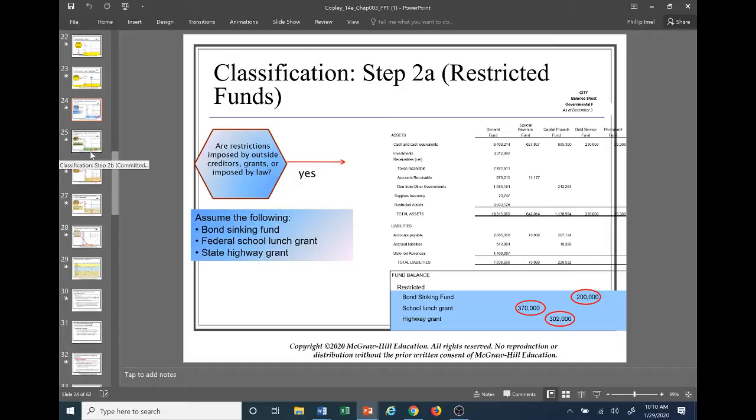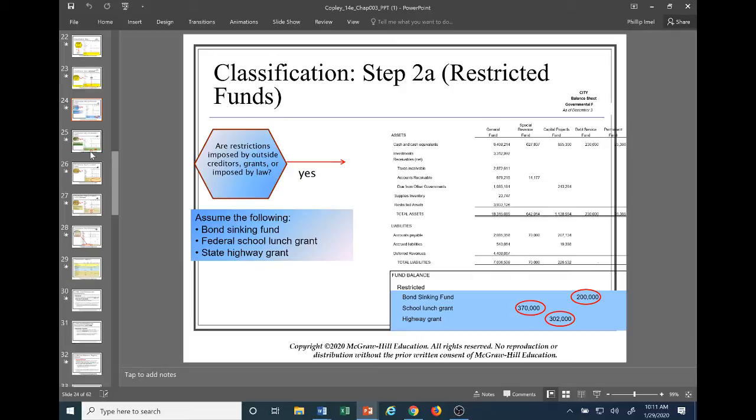Here we can see restrictions imposed by outside creditors, grants, or imposed by law. Because remember, that's what stipulates it being restricted. It's imposed externally from grantors or debt covenants, whatever it is. So that's why it's asking us that. In this case, we're going to assume the following: we have a bond sinking fund, a federal school lunch grant, and a state highway grant.